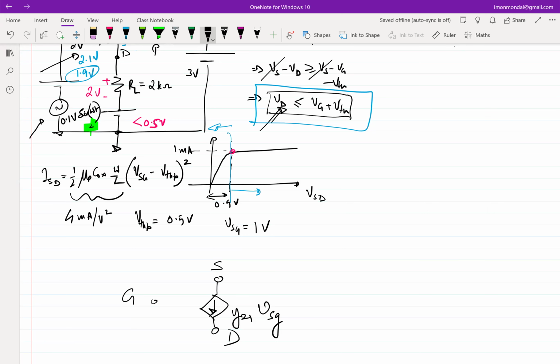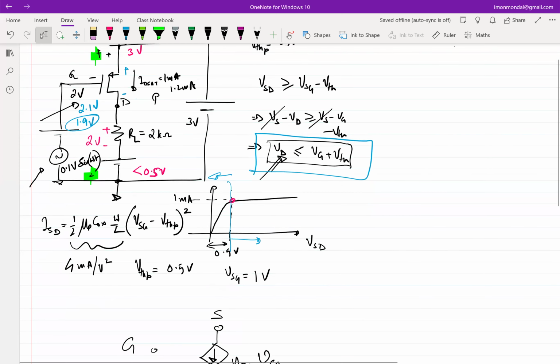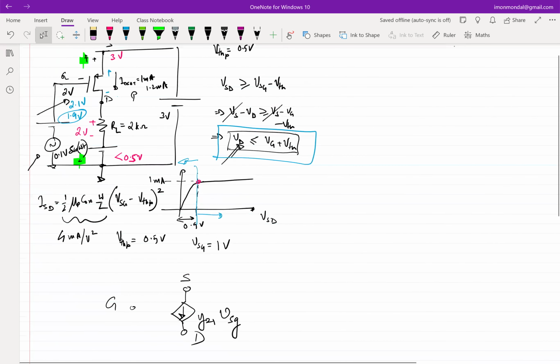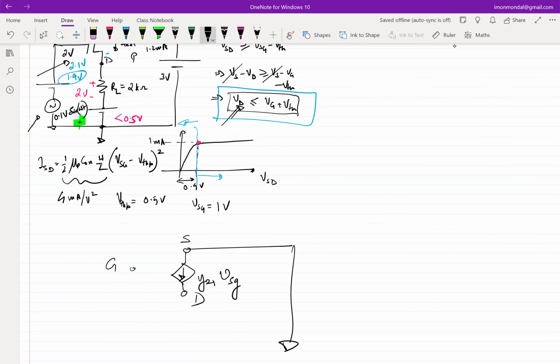So now you see that we have other stuffs connected. So we have to get the other stuffs also connected to the transistor in the incremental model. So what should I do? Let's start with the source. So what should I connect to the source in the incremental model? In the actual circuit, what is the source connected to? A constant voltage source. So what is the incremental equivalent of a constant voltage source? Short circuit. So we short it. Okay.